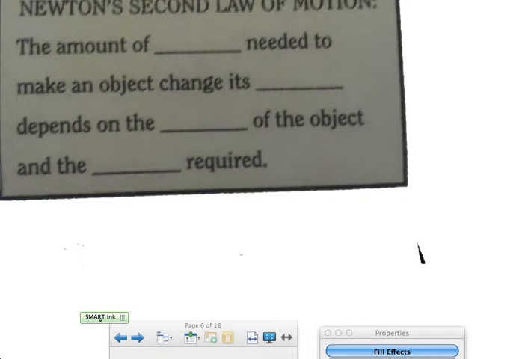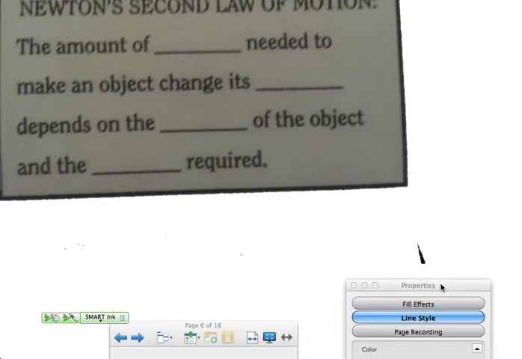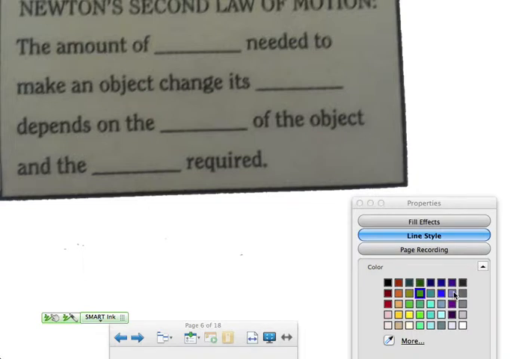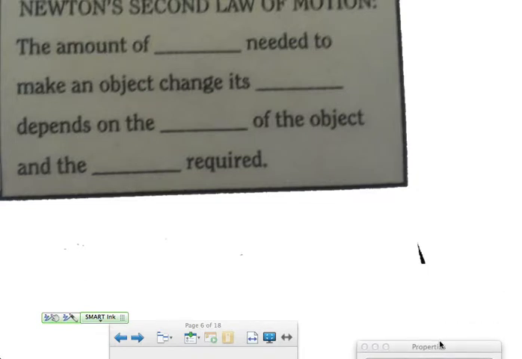Pick up a pen. Okay. And then you can choose a color. Under where it says property, slide that up. Choose whatever color you like. And then slide it down. There you go. All right.